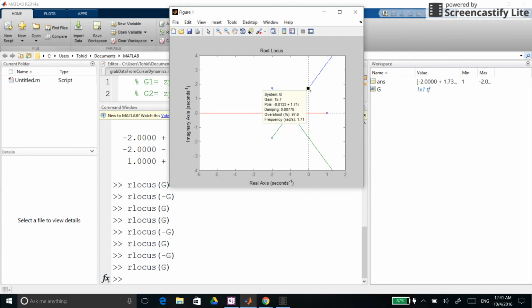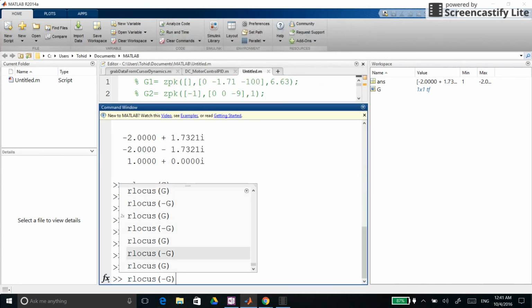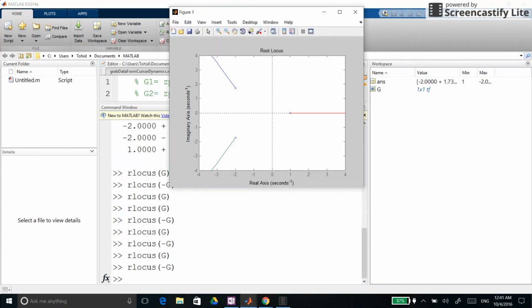And for this point, we have the gain equal to 16. So it's exactly 16 on the j omega axis, and again it confirms what we have obtained. We can also draw the negative locus by rlocus of minus g, and again you can see that it's exactly the same as what we had in the analytical solution or sketch of the root locus.